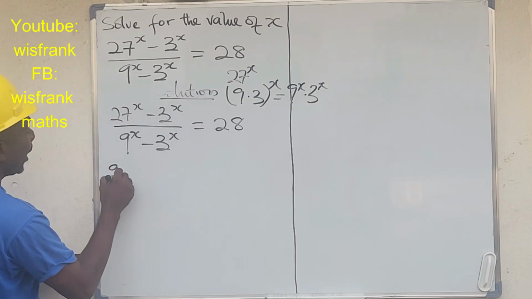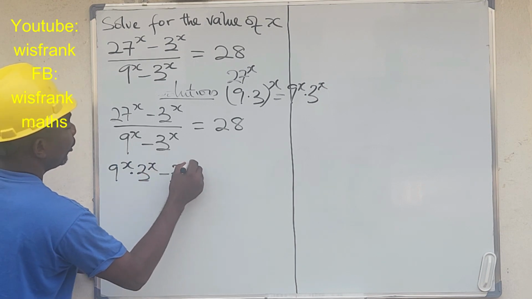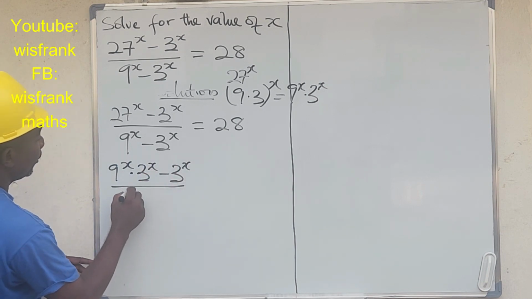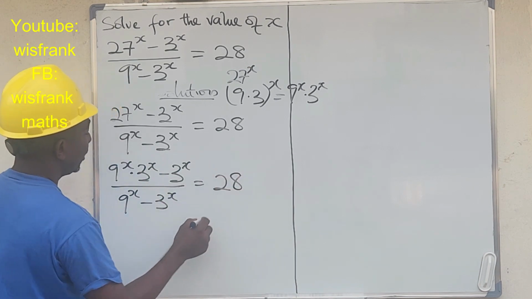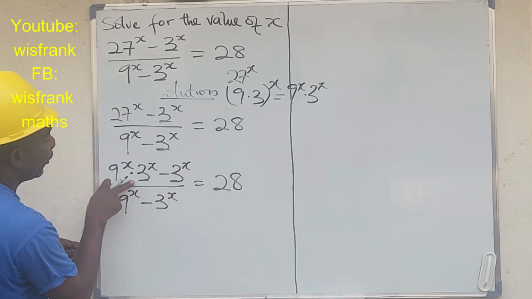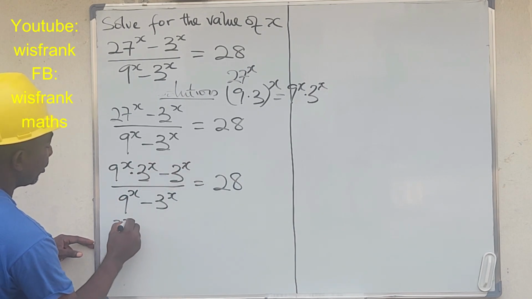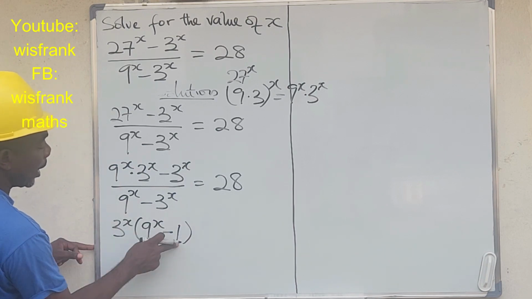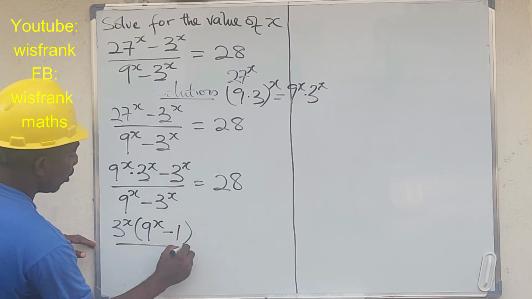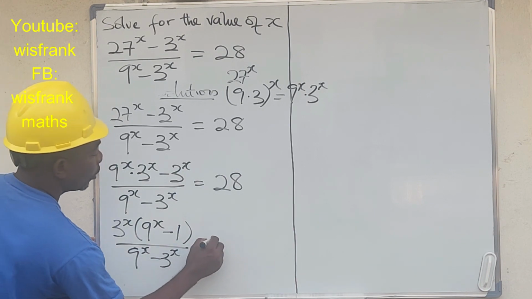So we have 9 raised to the power of x times 3 raised to the power of x minus 3 raised to the power of x all over 9 raised to the power of x minus 3 raised to the power of x equals 28. So in this case, here we have 3 raised to the power of x and 3 raised to the power of x, so we can factor it out. We have 3 raised to the power of x into 9 raised to the power of x minus 1, because 3 times 1 is 3 raised to the power of x, all over 9 raised to the power of x minus 3 raised to the power of x equals 28.